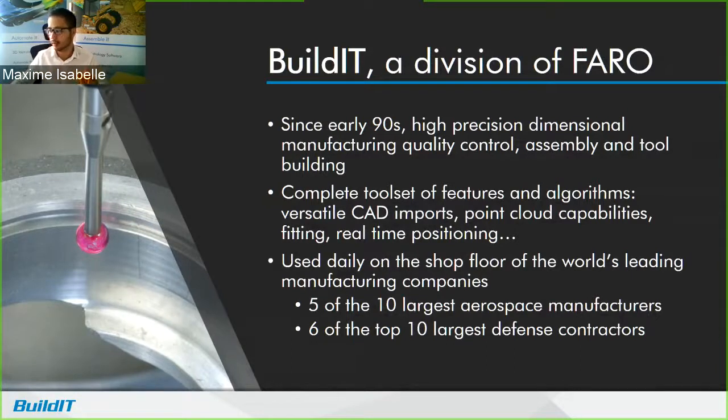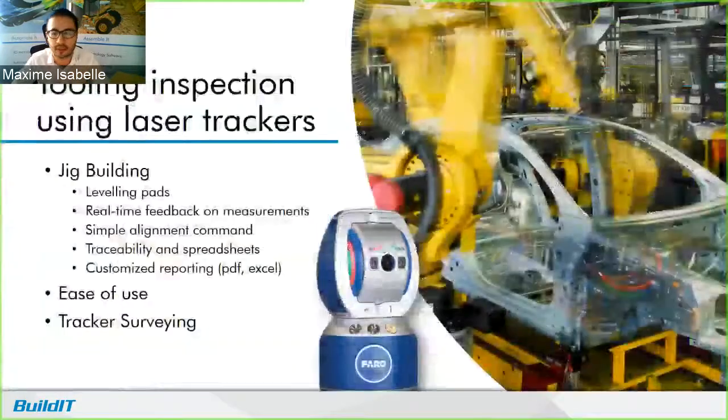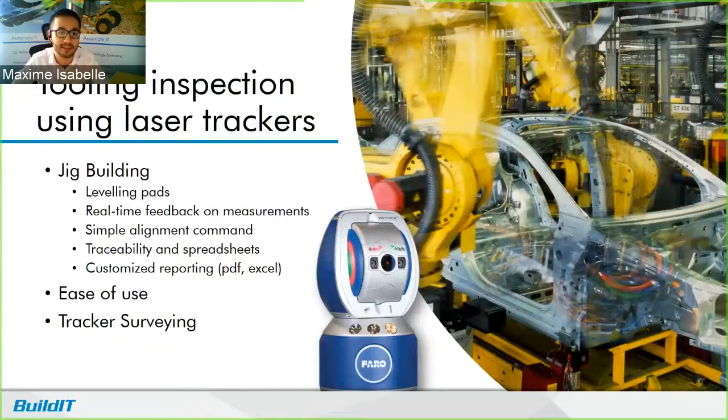Okay, so to give you an example of how some users are using BuildIT in the automotive, BuildIT is used for tooling inspection or jig building. So things like building that jig, the one that is holding the car in the picture, for example. You need to level the pads, provide real-time feedback on the measurements. We give a simple alignment command that allows you to do very complex alignments, and we keep it simple. And this is one of the biggest points of BuildIT, is the simplicity to do these types of workflows.